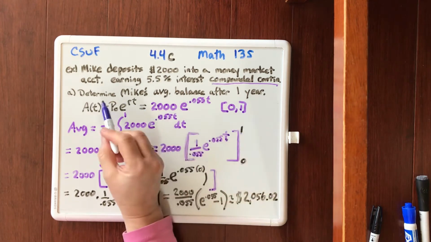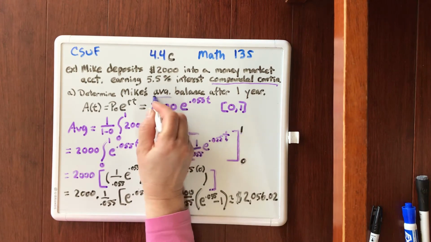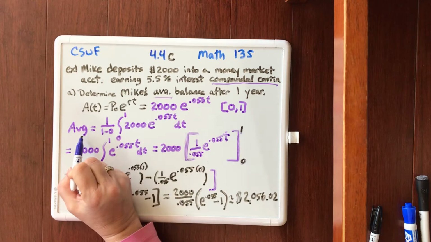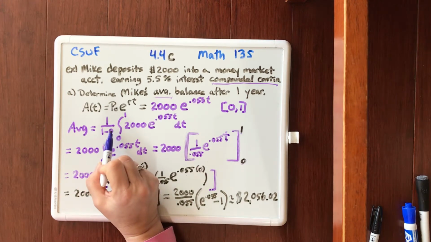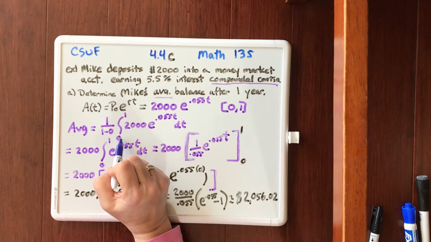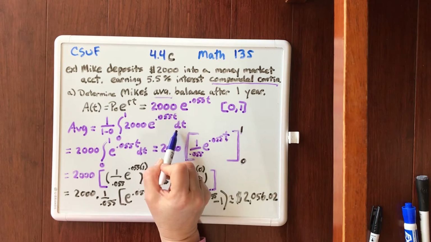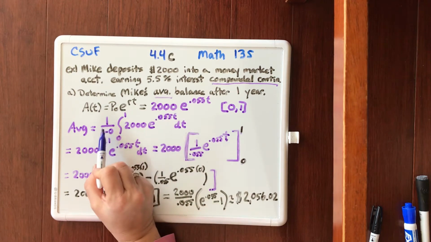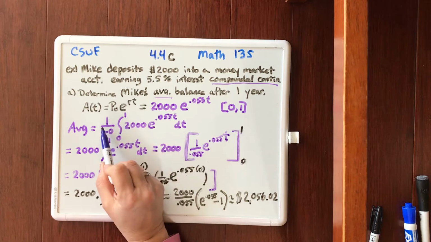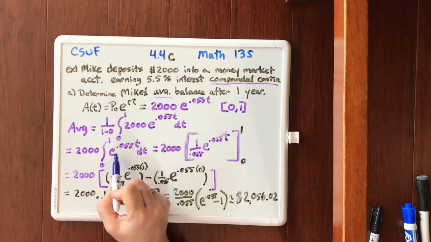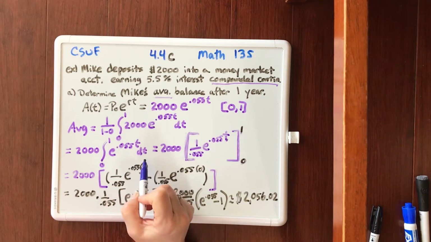All right, determine Mike's average balance. So here we have A of avg equals, and we use our formula that we did in 4.4b, 1 over b minus a, the integral from a to b, which is 0 to 1, and then we put in the function dt. To make this easier, we know 1 over 1 is 1. We're going to bring out the 2,000 and multiply by that, and then we have 2,000 times the integral from 0 to 1 of e to the 0.055t dt.